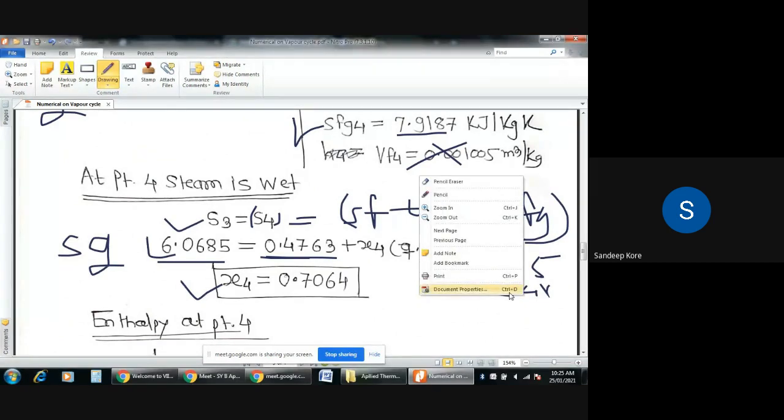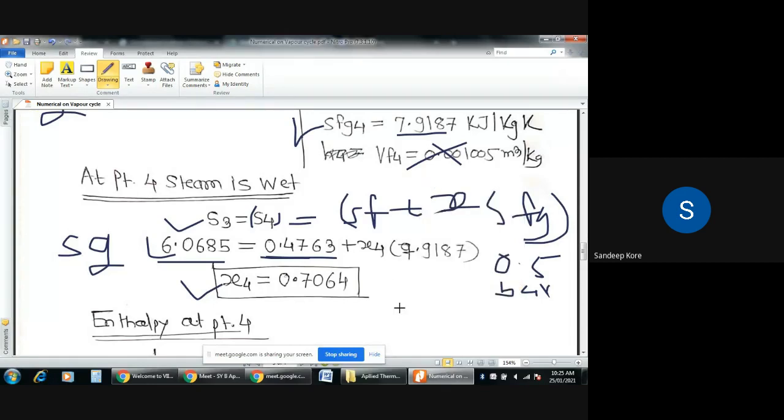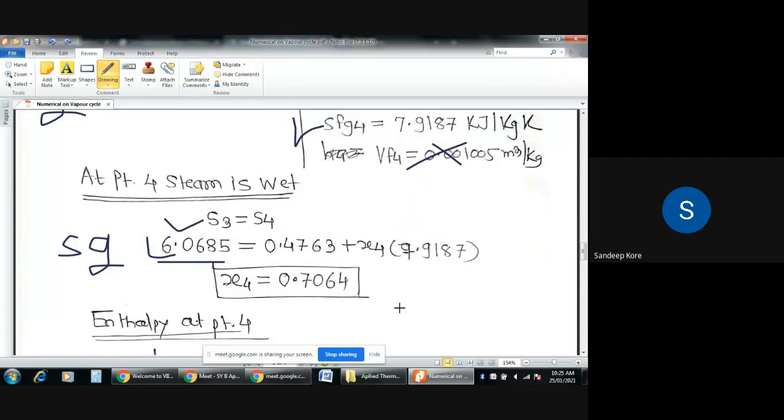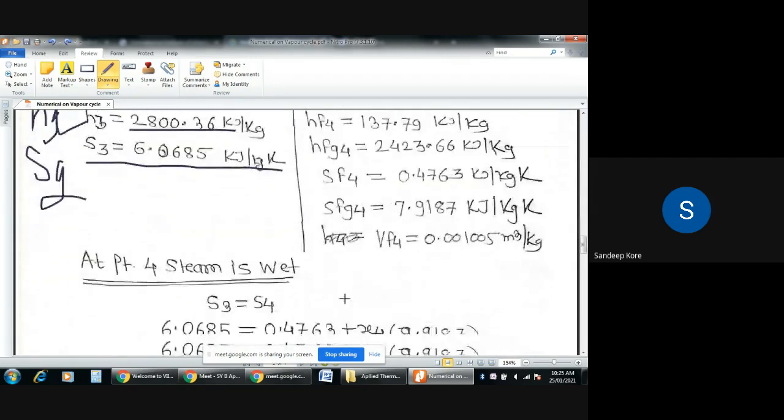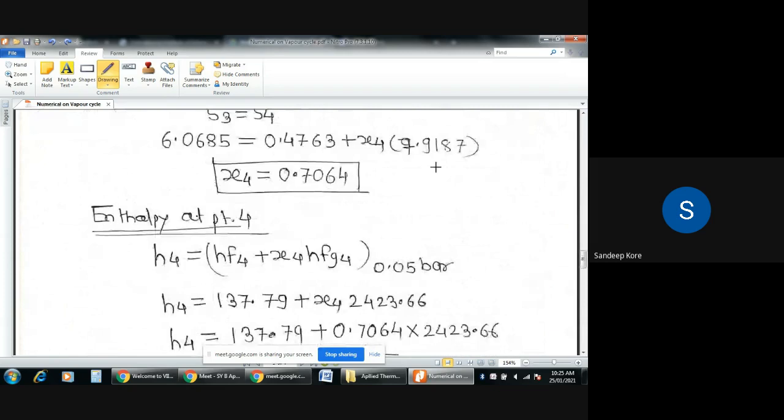Now, as our question is to find out the Rankine cycle efficiency and the turbine work, to find the Rankine cycle efficiency we look at the cycle. This is our Rankine cycle, with point number 3 and point number 4. We have to find out the enthalpy at point number 4 to find out the turbine work.